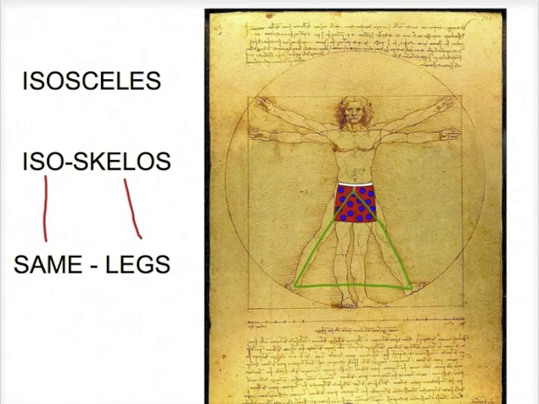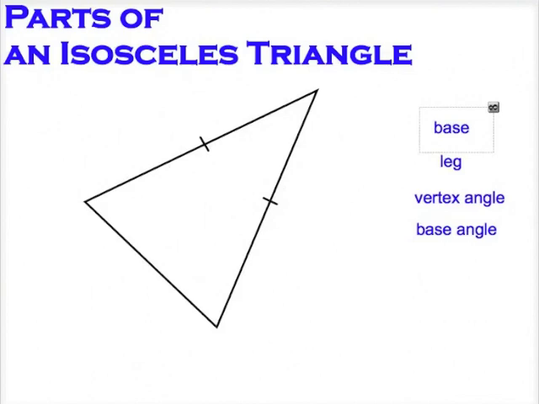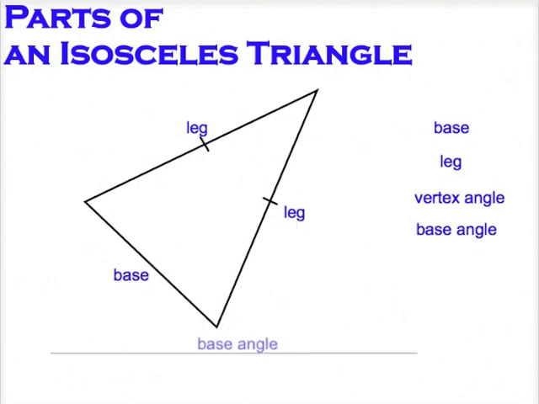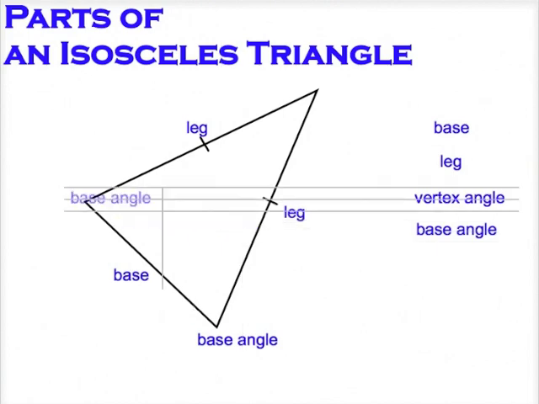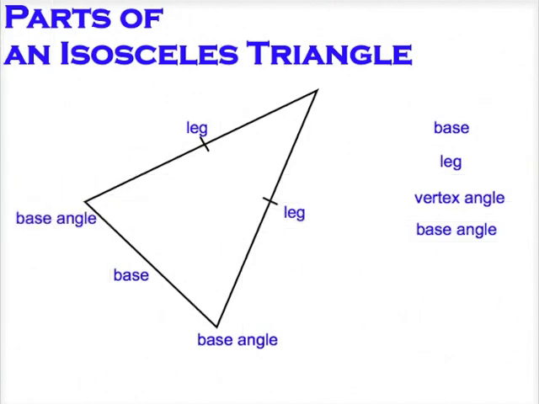So now let's talk about some parts of isosceles triangles. First off, the base of an isosceles triangle is the one side length that isn't congruent with the other ones. The two legs, of course, are the sides that are congruent to each other. So there's a leg and another leg. The angles that are connected to the base are called the base angles. The angle opposite the base is called the vertex angle. And vertex, if you care, the plural of vertex is vertices, not vertexes.